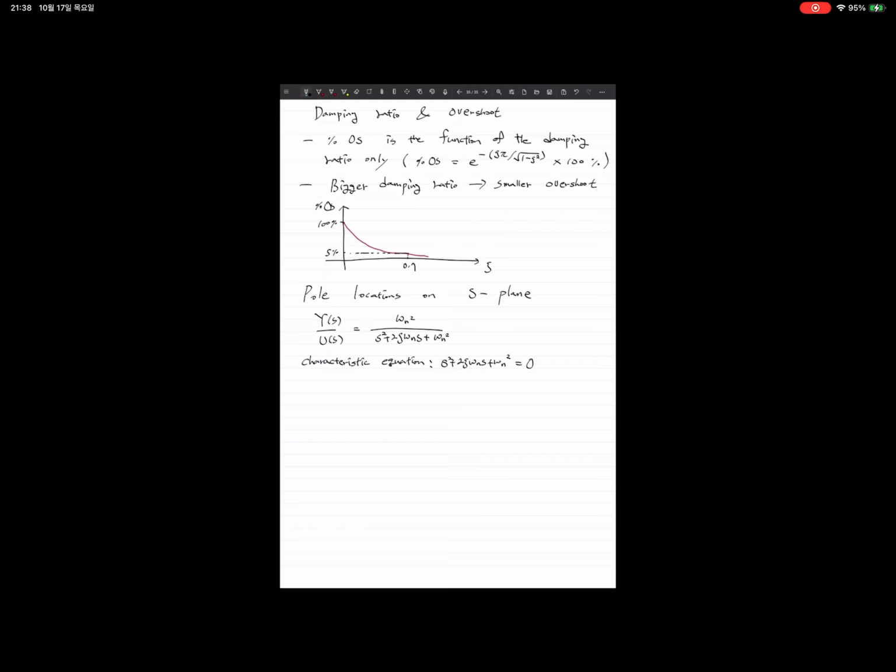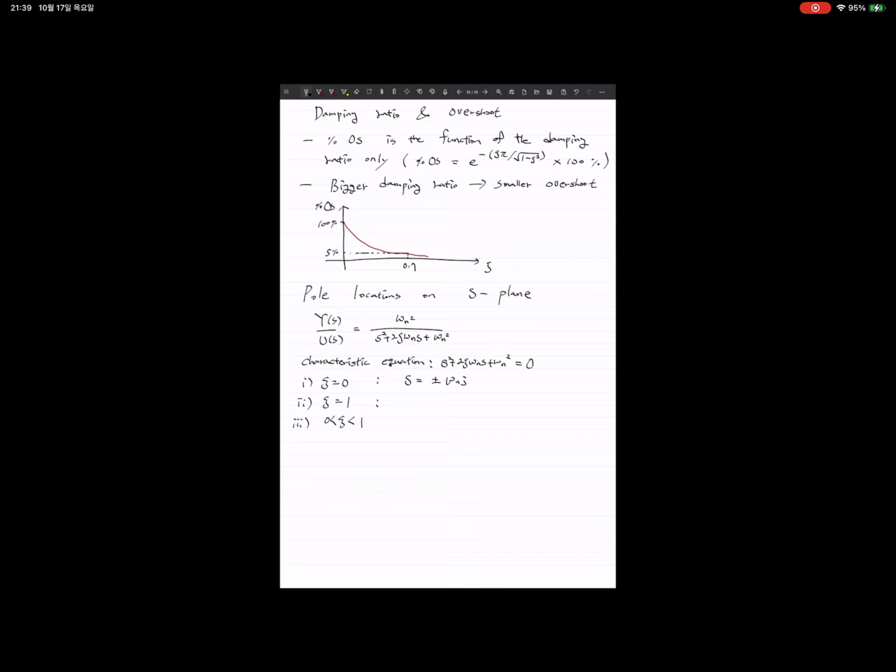We can consider the three cases of pole locations with respect to the damping ratio. So first case is there is no damping, and second, the damping ratio is 1, and lastly, we can consider the damping ratio is larger than 0 and less than 1, so underdamped system. So in this case, the pole location is what? Pole location is plus minus omega n j. So there is no real part, only imaginary part.